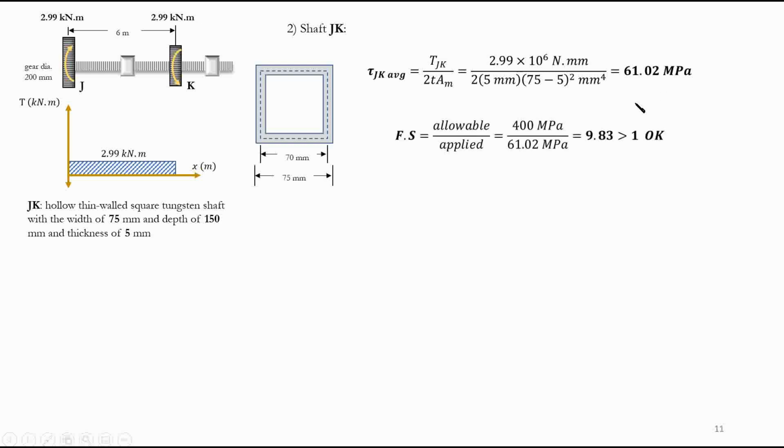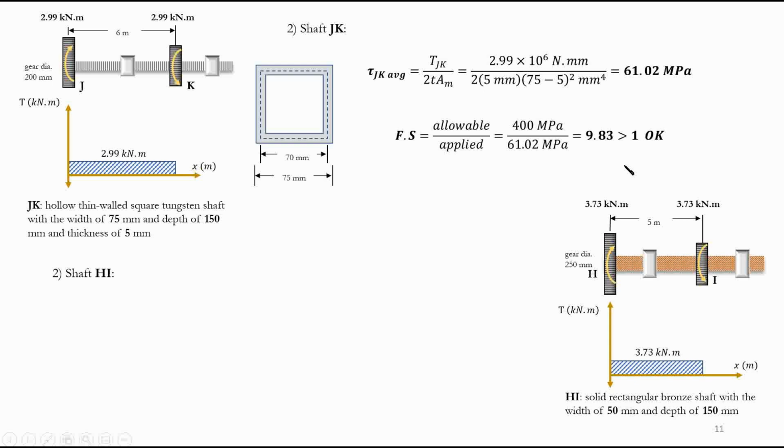And of course, we can calculate the factor of safety. The shear strength for the tungsten section is 400 megapascal, and the applied stress is this, so it's greater than 1, so it's okay. And now we can move to shaft HI, which is a rectangular bronze section with a width of 50 and a depth of 150 millimeters.